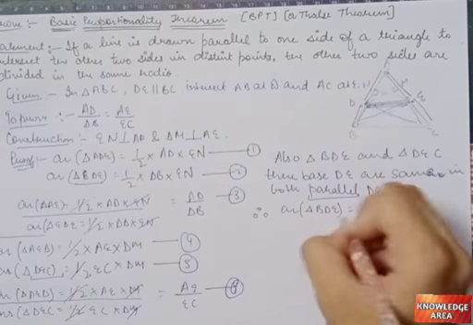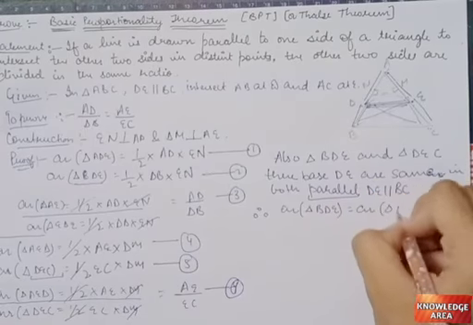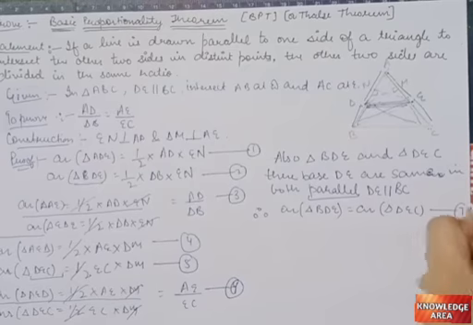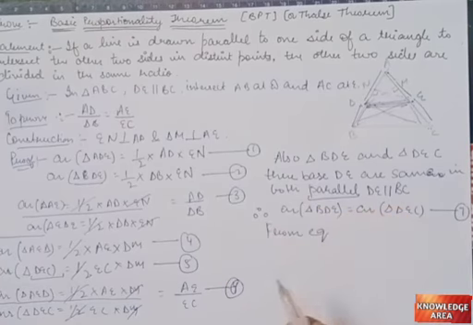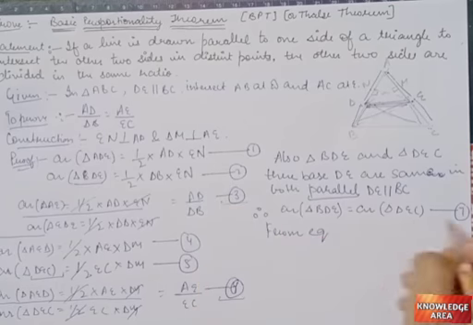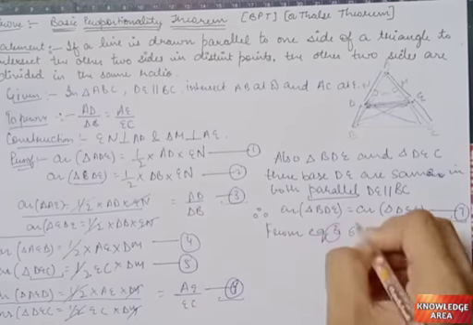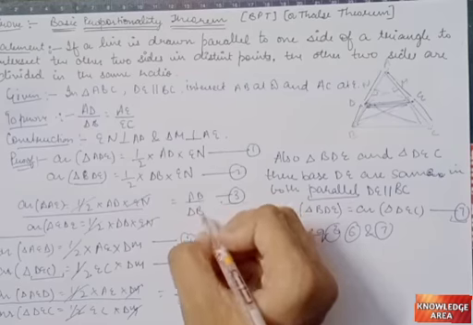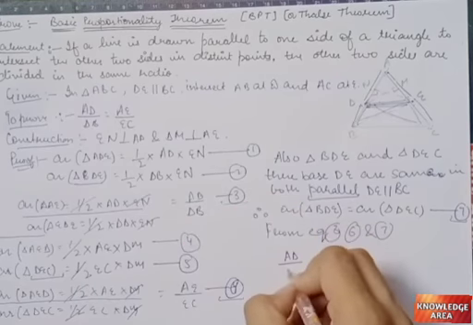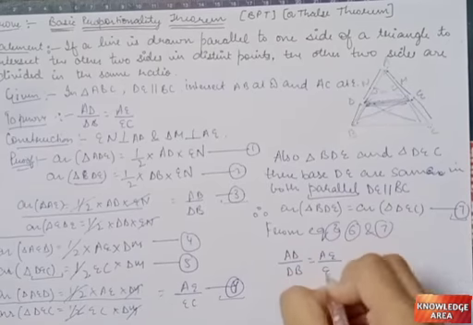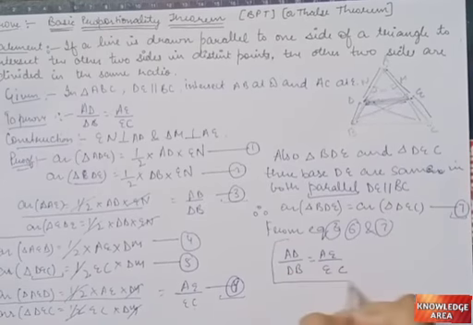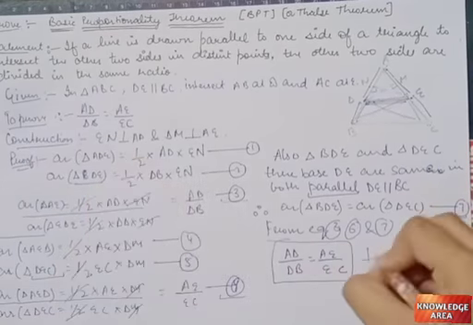So this will be equation 7. From equations 3, 6 and 7, AD upon DB is equal to AE upon EC. So this was what we needed to prove, hence proved. This is the basic proportionality theorem.